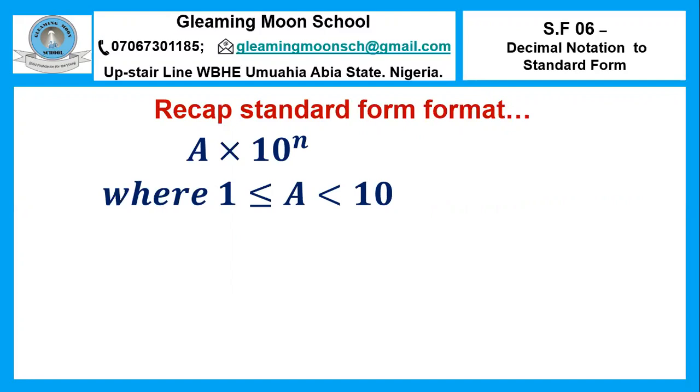And I explained that this sign, which is greater or equal to, means that it can be equal to 1, it can be more than 1. And also this sign here means that it is strictly less than 10. So that means 10 is not inclusive, okay? So that is what the number A would be. Any number that falls within this range can be your A in this format, okay?